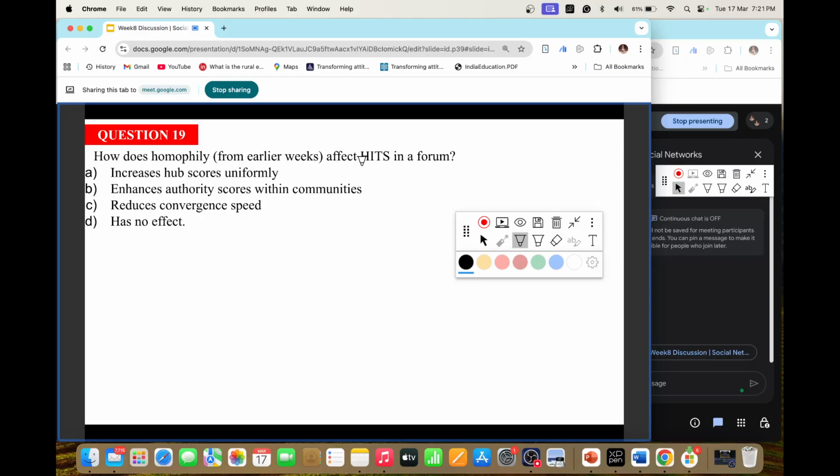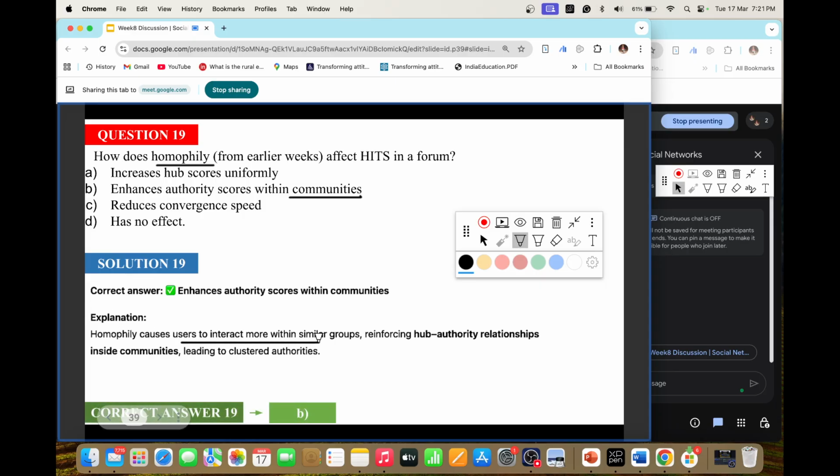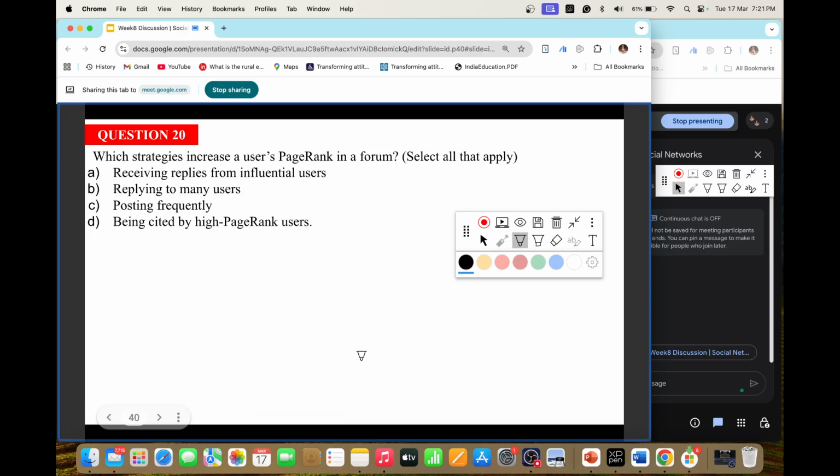How does homophily from earlier weeks affect HITS in a forum? Increase hub score uniformly, enhances authority score within community, reduces convergence speed, or has no effect. So here, enhances the authority scores within community will be the right answer, because whenever we are talking about homophily, we are talking about forming a strong community. Homophily causes users to interact more with a similar group, reinforcing hub-authority relationships inside the community, leading to cluster authority. So option B is the correct answer.